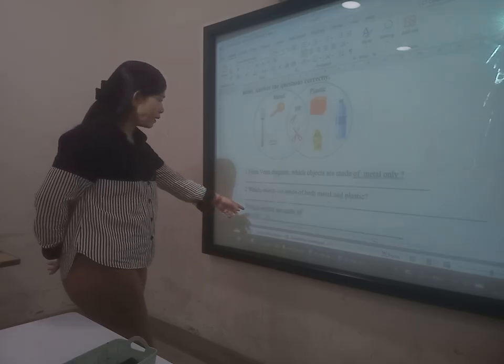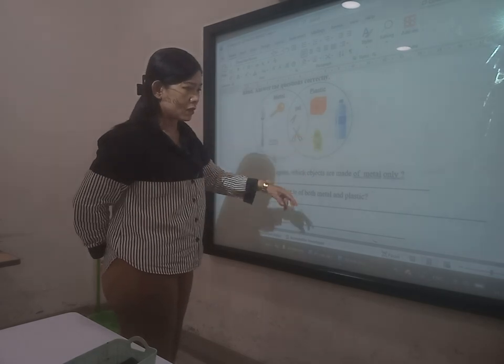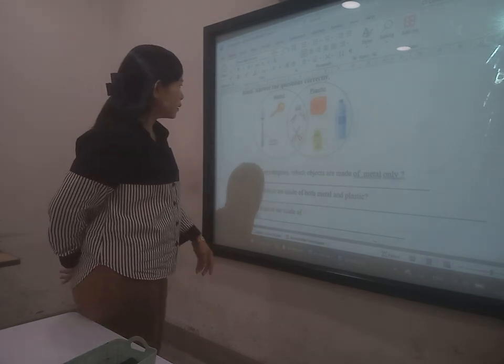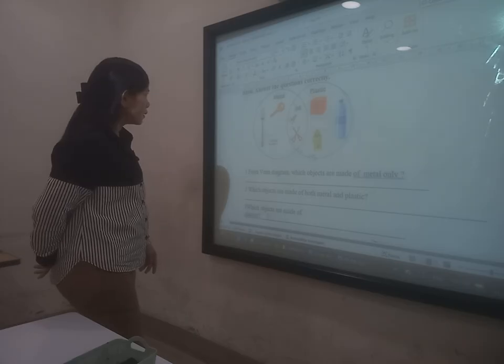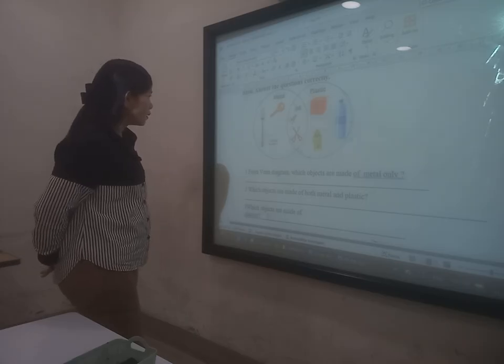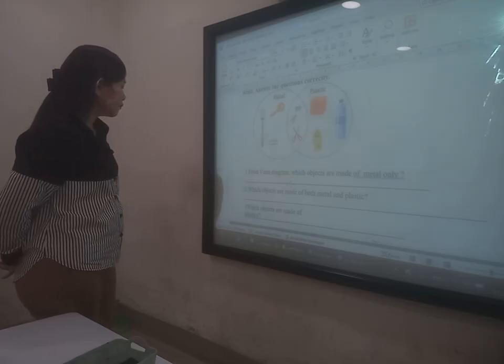For the objects made of plastic, I put only this cube and two bottles. That is wrong because this one is made of plastic as well. This one is a part of the circle. This is the way to read the Venn diagram. But question number 2 is already correct.